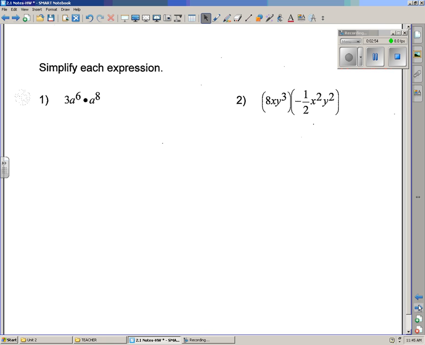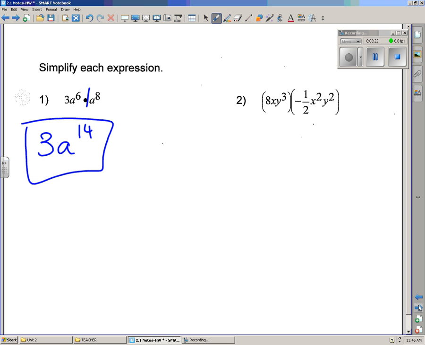When you start simplifying expressions here, you need to understand that if you've got coefficients or numbers that are attached to variables, treat them as you would any other number. So I've got 3a to the 6th times 1 a to the 8th. Well, 3 times 1 is just 3, and a to the 6th times a to the 8th, bases are the same. Add your exponents, and you're done.